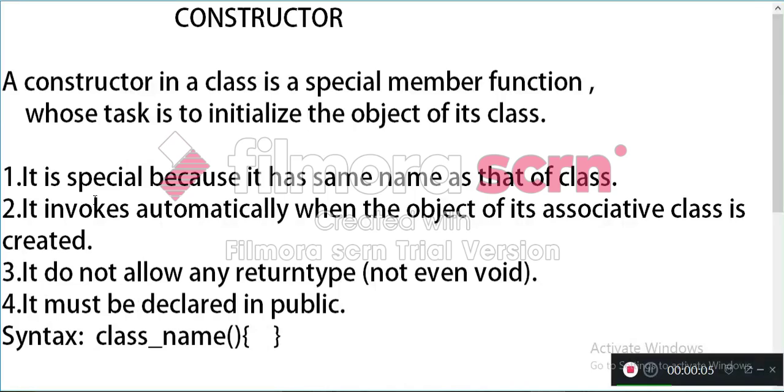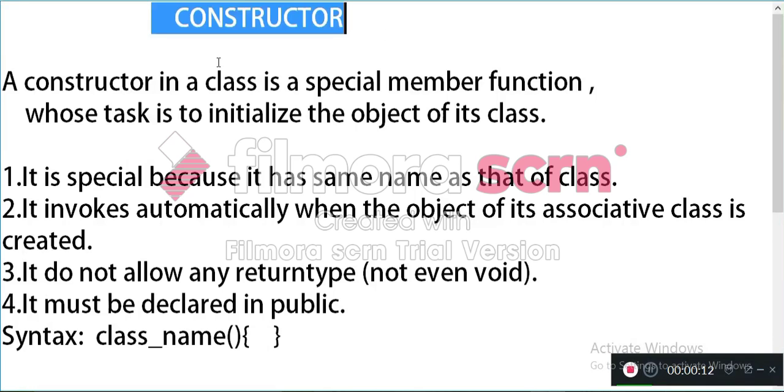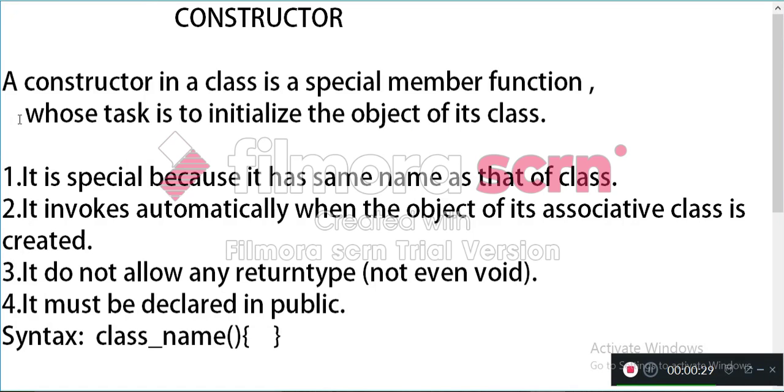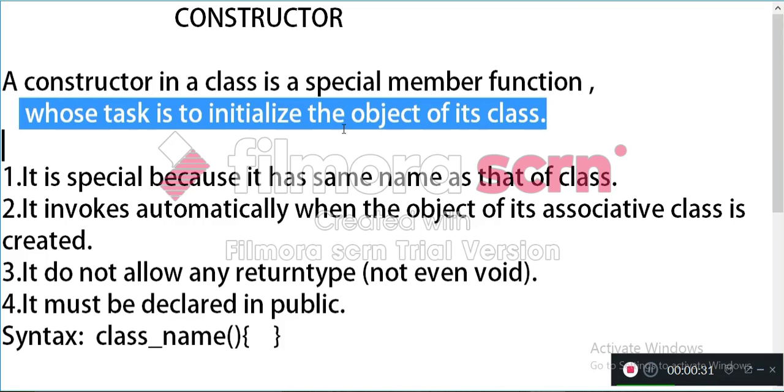Today we will learn about constructors and destructors in C++. First of all, we will discuss constructors. A constructor is a special member function of a class. Why is it called a special member function? We'll talk about that after a few minutes. For now, just remember that it is a special function whose task is to initialize the object of its class. So its main task is to initialize the object of the class.